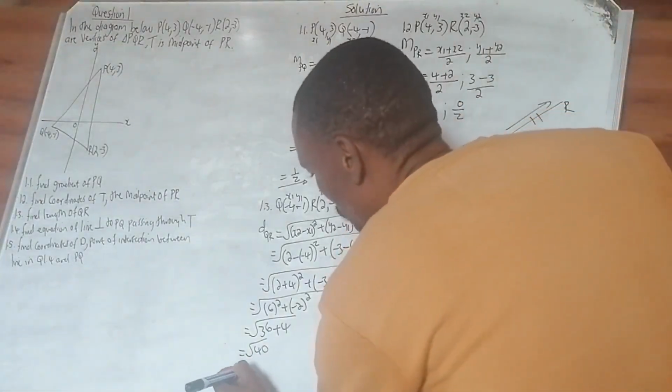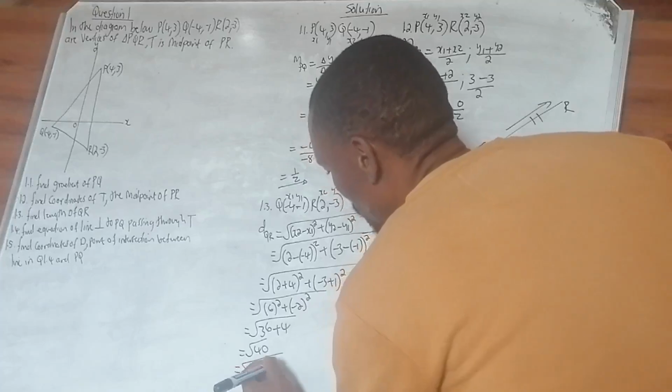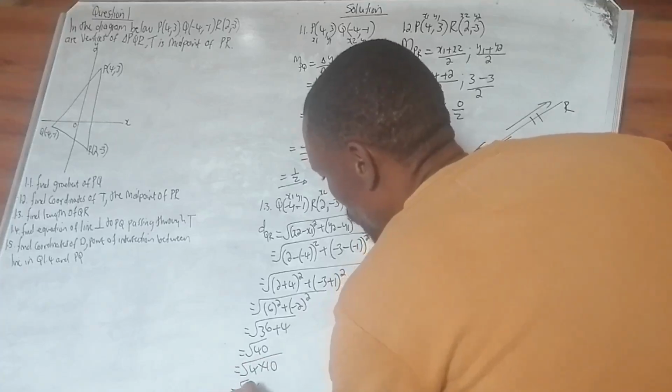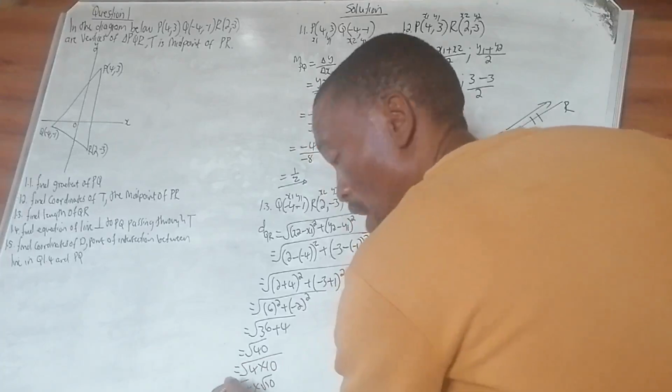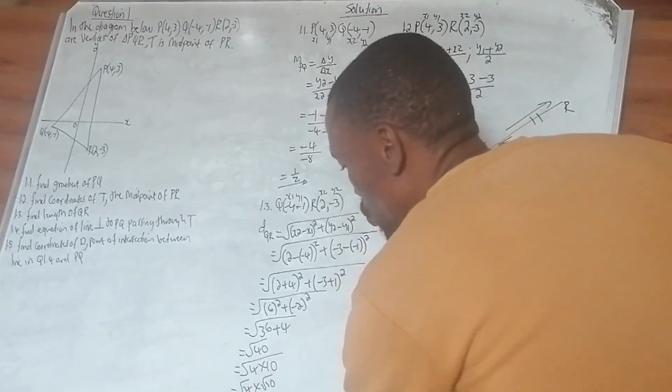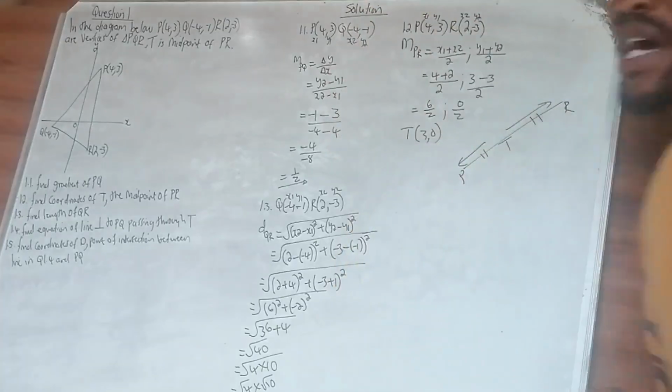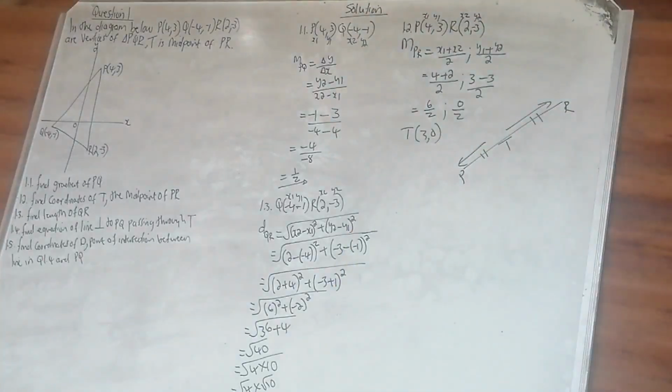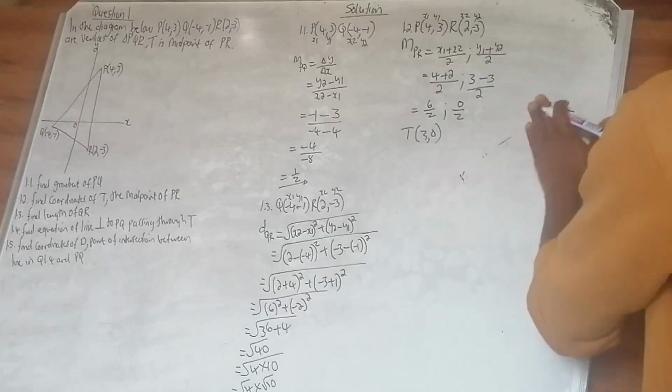But here, 4 times 10. The root of 4 multiplied by the root of 10. Root 4 gives 2 root 10. This might be the answer that the calculator will provide for you. That was 1.3. That's fine.